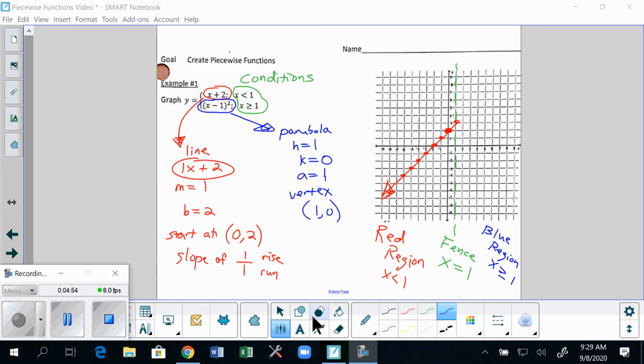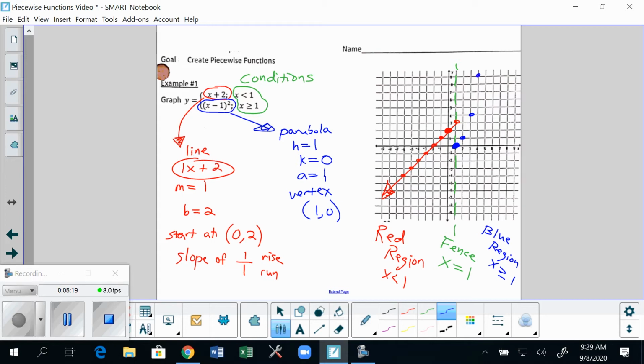Now let's consider this blue equation. So this blue equation has the x squared. It's going to be called a parabola. And we just learned this in the last couple of lessons, how to graph a parabola. This particular parabola is going to have a vertex at 1, 0. And it just has an a value of 1. It's just going to be a standard parabola with a standard steepness.